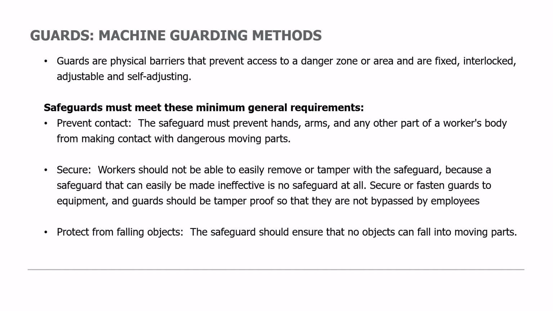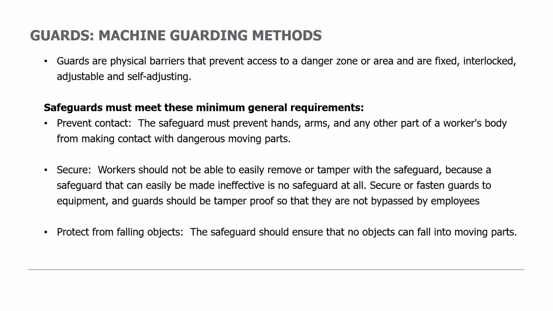Different types of machine guarding methods. Basically, guards are physical barriers that prevent access to a danger zone and basically are fixed, interlocked, adjustable, and also self-adjusting. Safeguards must also meet the minimum. These are the bare minimum general requirements as far as OSHA is concerned. They also must prevent contact. Safeguards must prevent hands, arms, or any other part of the worker's body from making contact with dangerous moving parts. That's contact prevention.